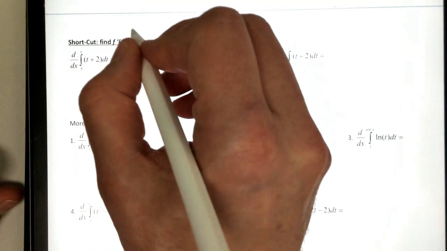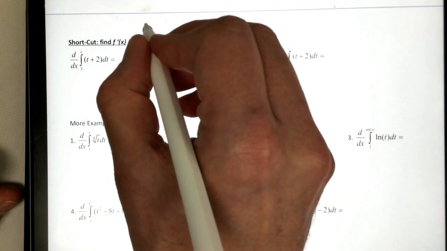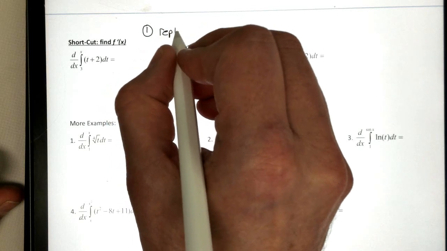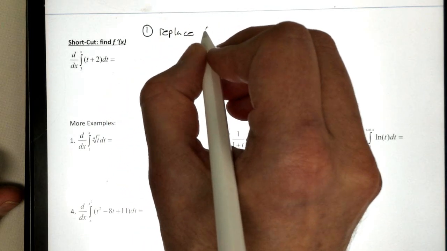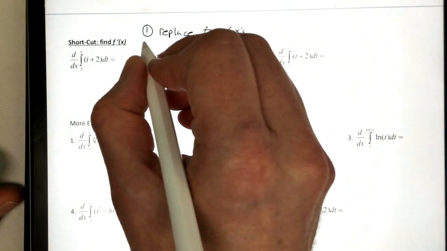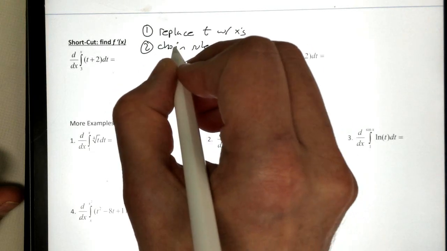All you're going to do is step 1. What is 1? This is our shortcut. We are going to replace t with the x's. And step 2, we are going to apply the chain rule, because we're taking a derivative.